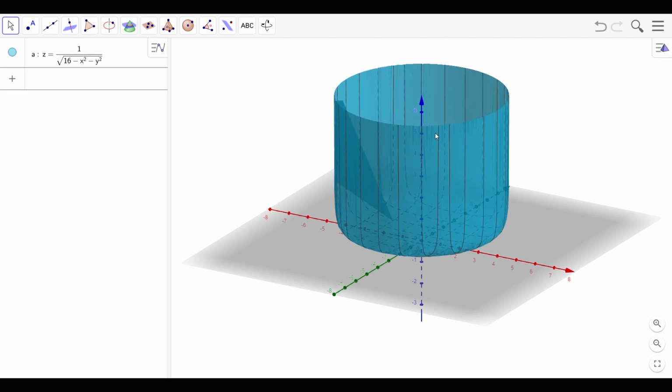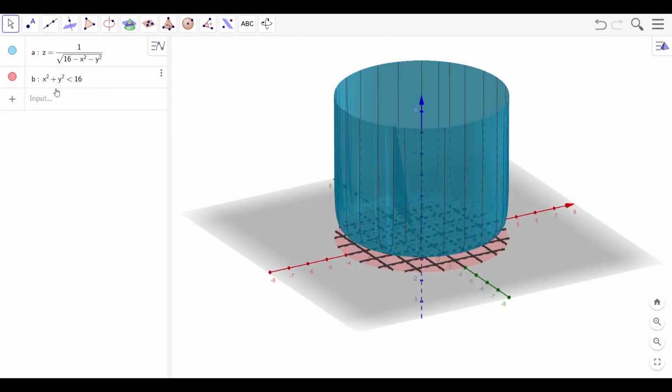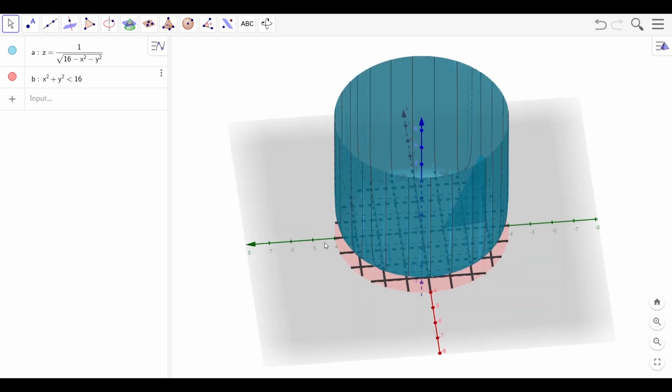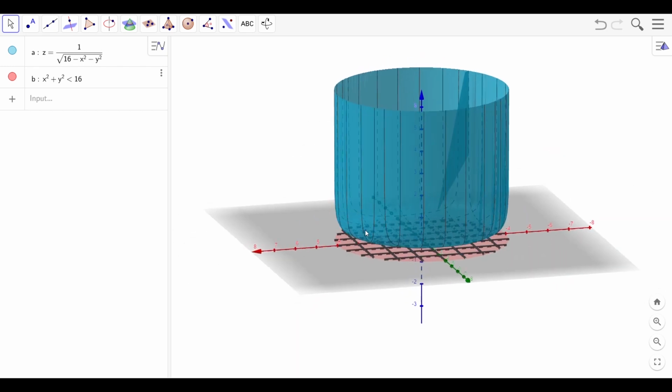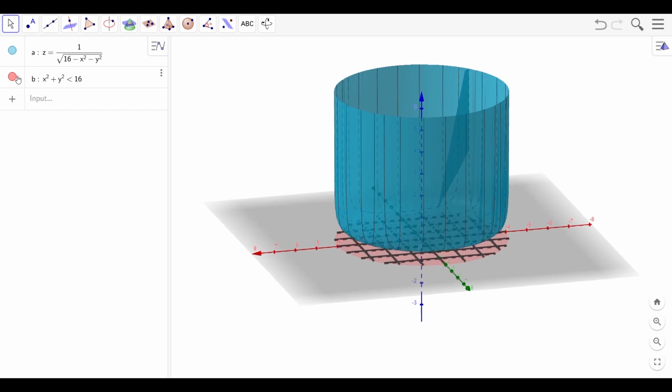So this is your function. It is defined over the region x square plus y square less than 16. So you may plot that also, x square plus y square less than 16. So you can see that the domain is the region x square plus y square less than 16. So this is the domain.